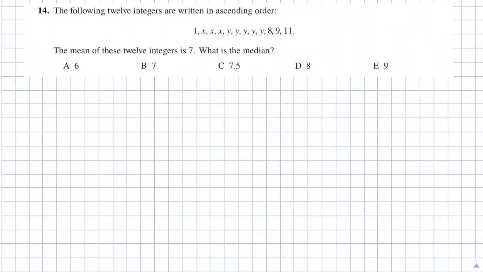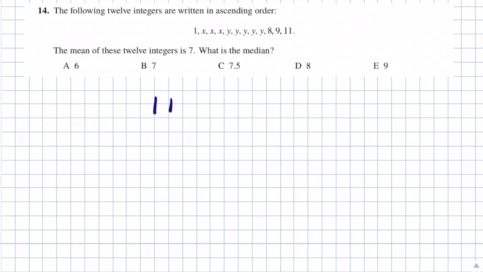Question 14. The following 12 integers are written in ascending order: 1, followed by 3 x's, followed by 5 y's, followed by 8, 9, and 11. The mean of these 12 integers is 7. What is the median? The answers are A is 6, B is 7, C is 7.5, D is 8, and E is 9. So we know we can calculate the mean by adding up all the integers and dividing by 12.